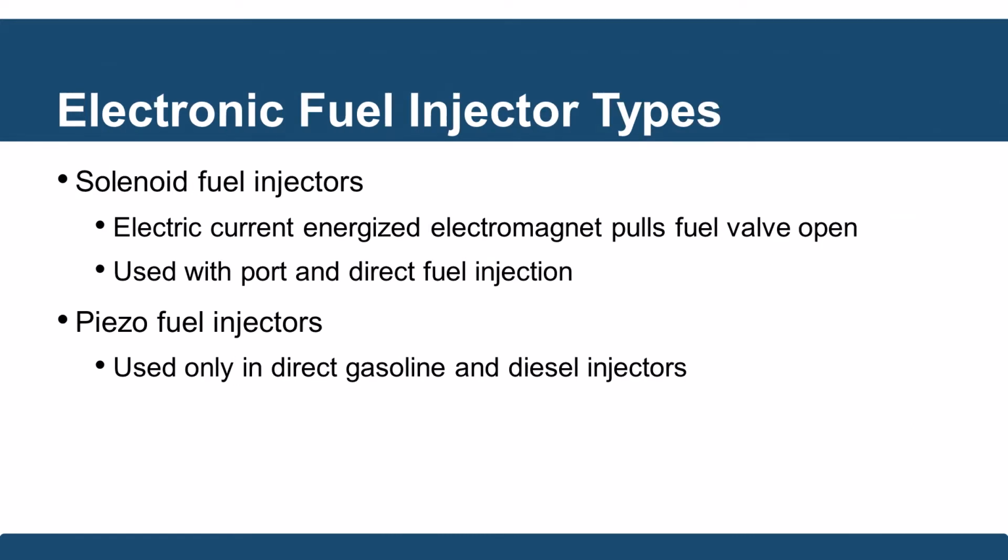The types of injectors that are physically used in each of these systems is different. The solenoid fuel injectors have an electronic current that's energized and pulls this electromagnet that pulls the fuel valve open. And that's used with the port and some of the direct fuel injection systems. The Piezo style fuel injectors are used only in direct gasoline, and diesel injectors are very special and can be a bit fragile.